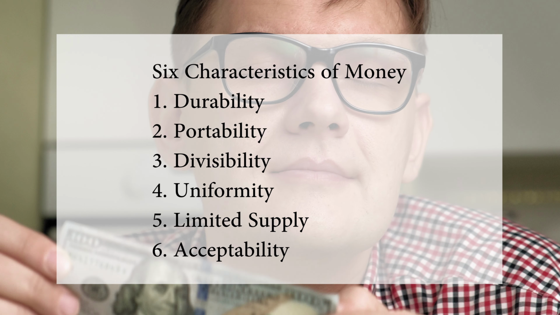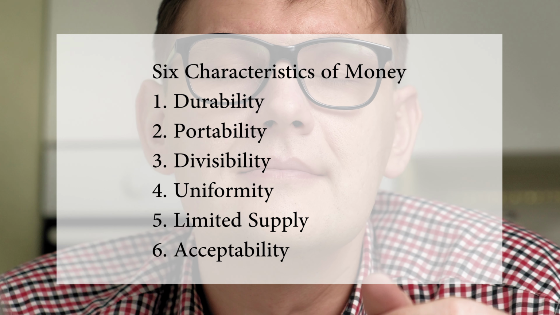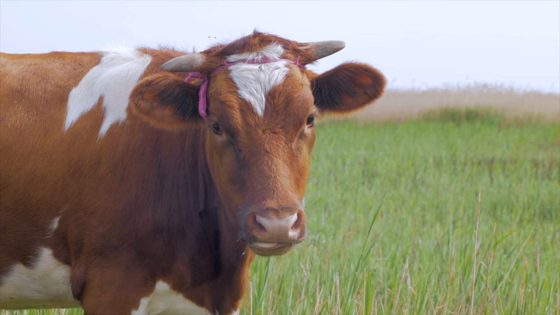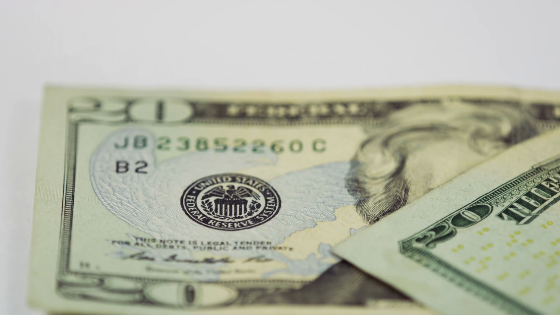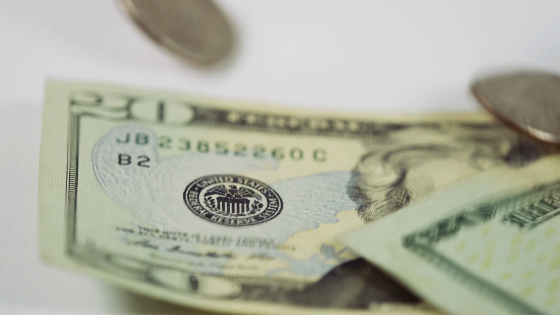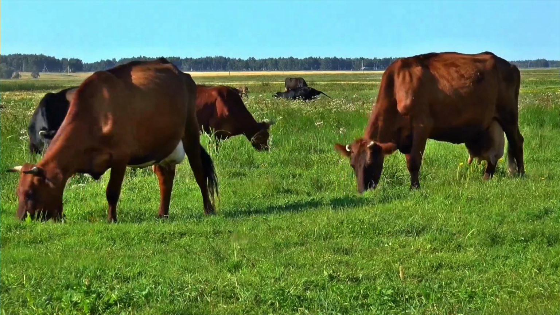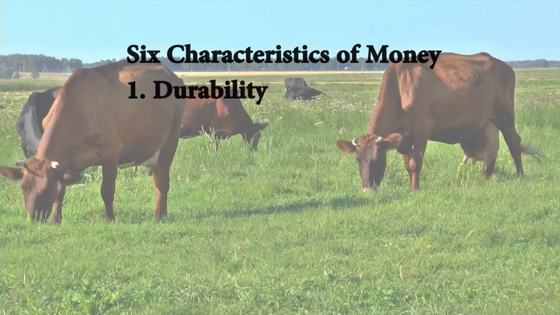Let's compare two examples of possible forms of money. A cow. Cattle have been used as money at different points in history. A stack of US $20 bills equal to the value of one cow. Let's run down our list of characteristics to see how they stack up.